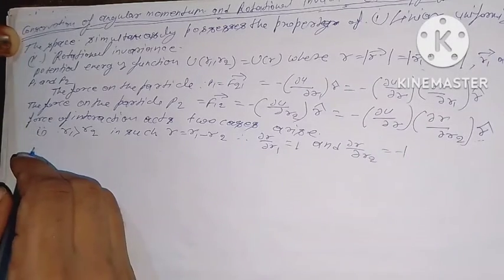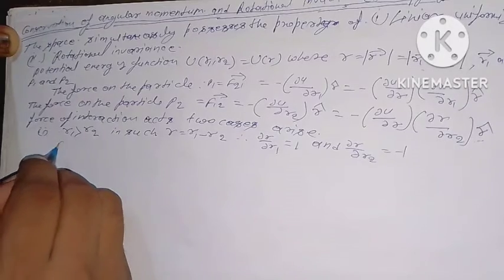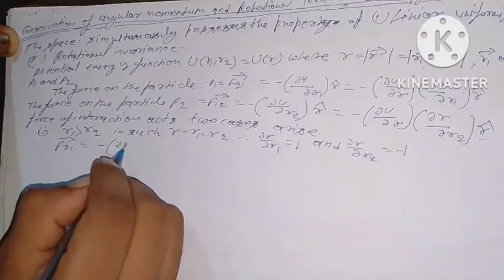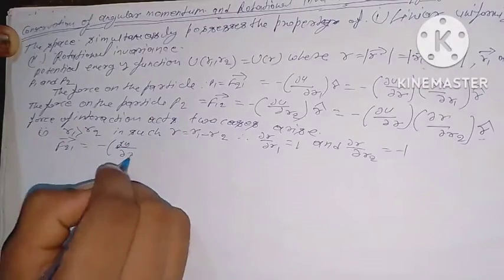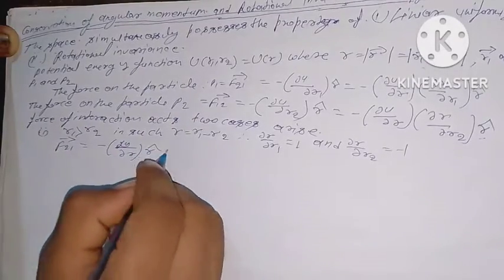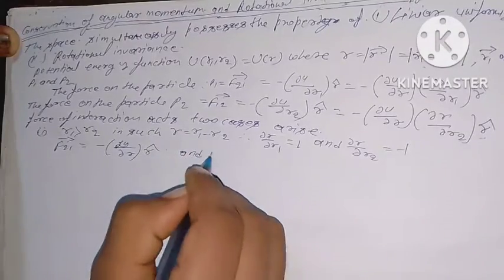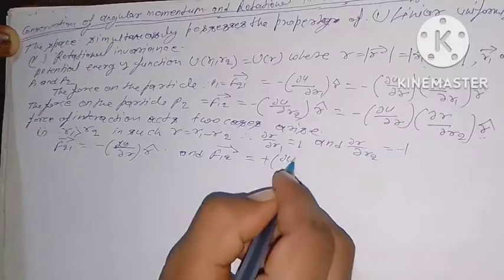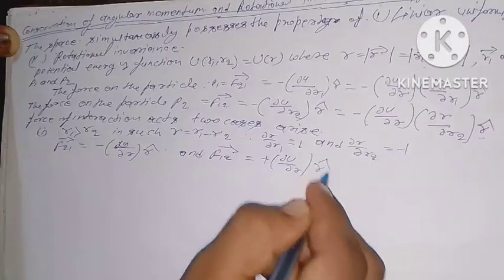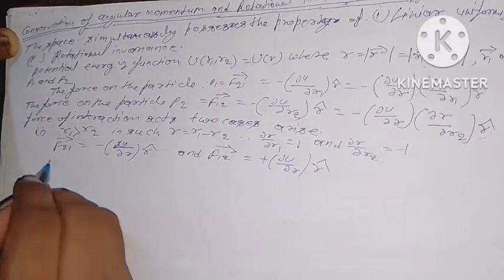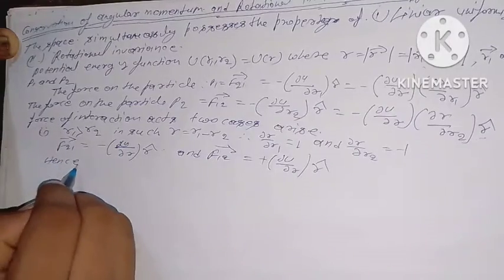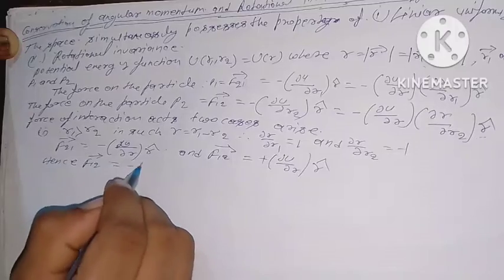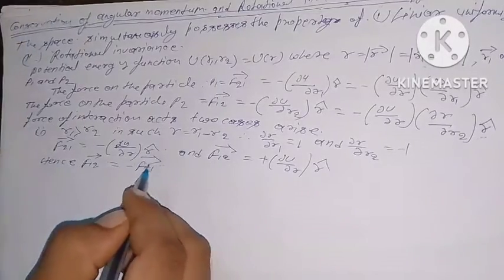Then the force F21 equals minus del U upon del r, unit vector r, and force F12 vector equals plus del U upon del r, unit vector r. Hence F12 vector equals minus F21 vector.